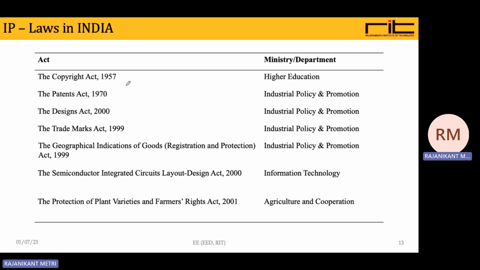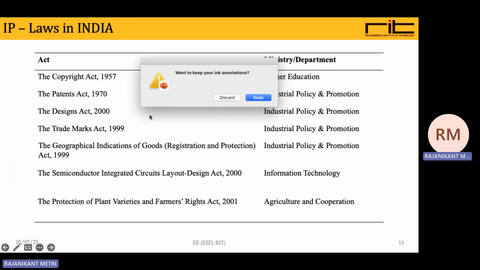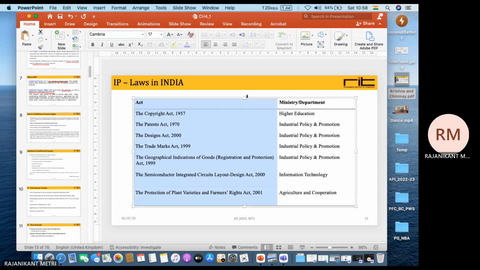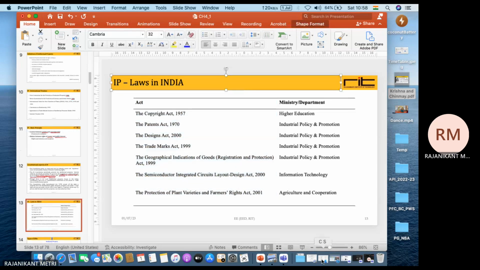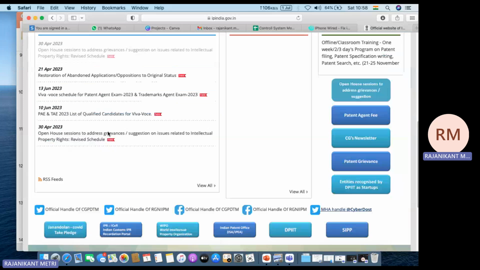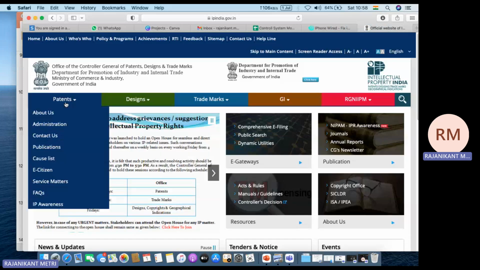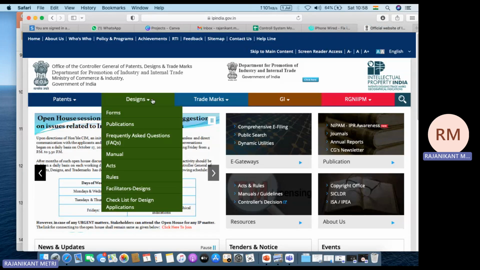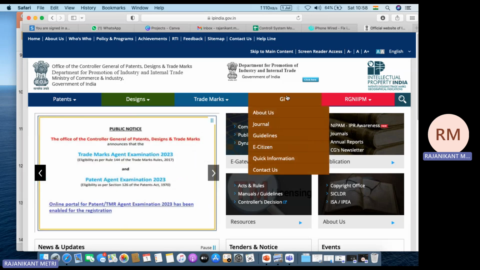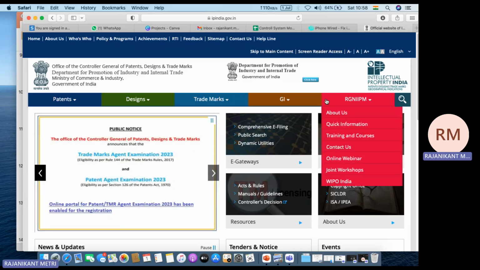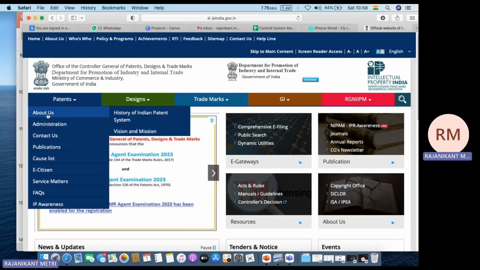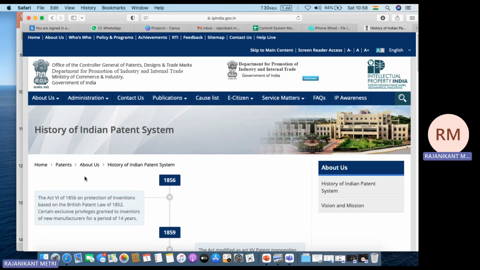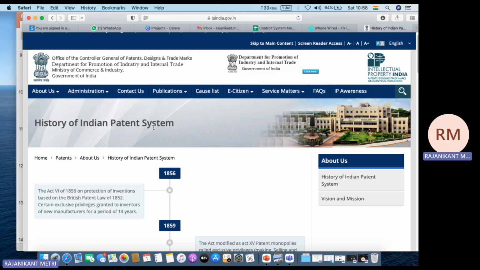And these things one can see on the government website, that is the official website of IPR. You can see here related to patents, designs, trademarks, geographical indications, and other things. We can see about the history of Indian patents.